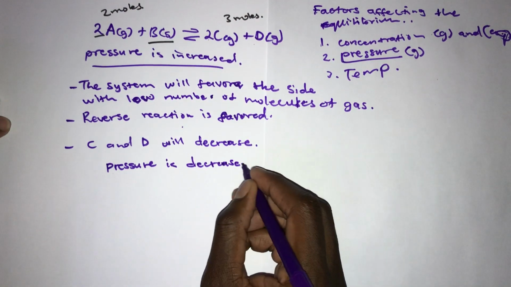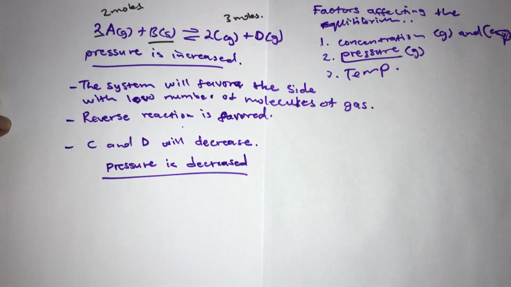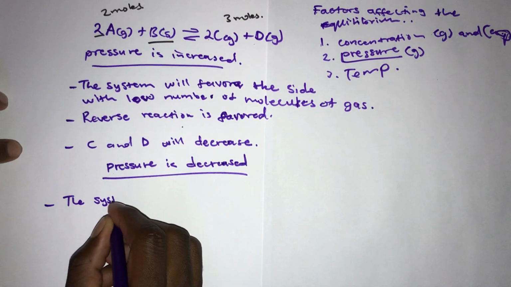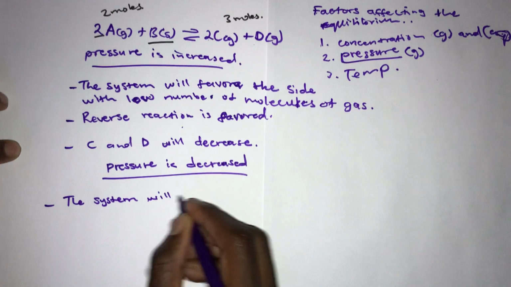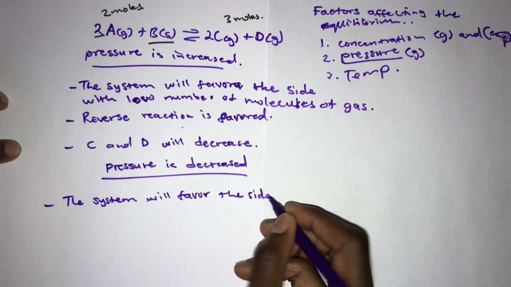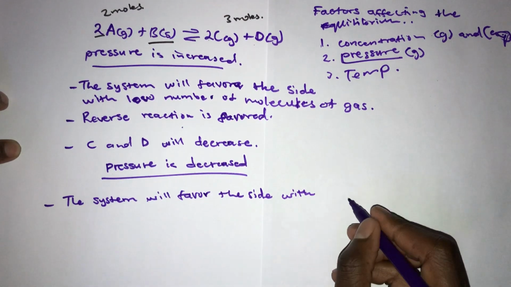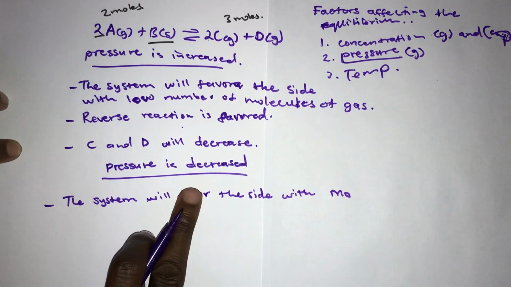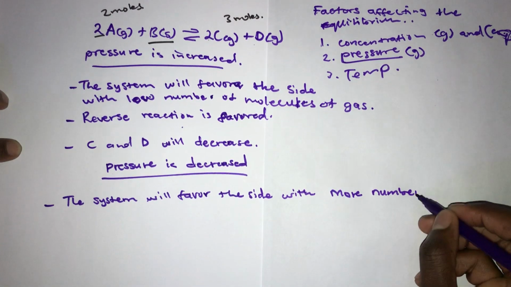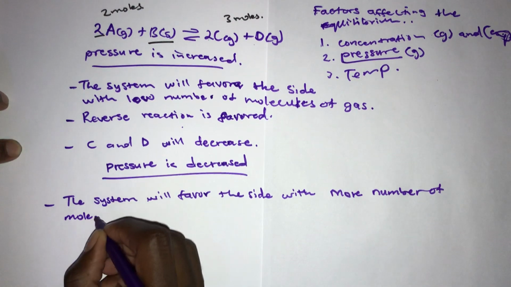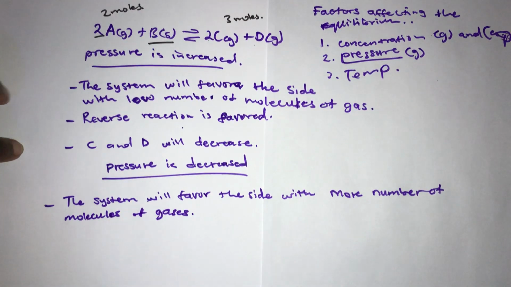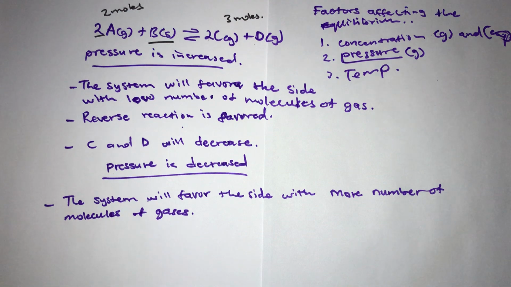Let's just say pressure is decreased. Since pressure is decreased, the first point we are going to say is the system will favor the side with more number of molecules of gases. We're decreasing the pressure, remember? So the system will favor the side with more number of molecules of gases.